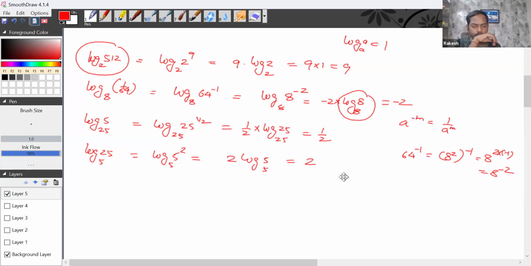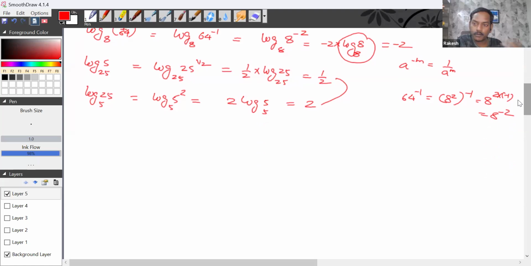Now observe that here we are finding log of 5 with base 25. Here we are finding log of 25 with base 5. And their values are reciprocal to each other. So from here, we can come up with rule number 4. Rule number 4 is that log of a with base b can be written as 1 over log of b with base a.